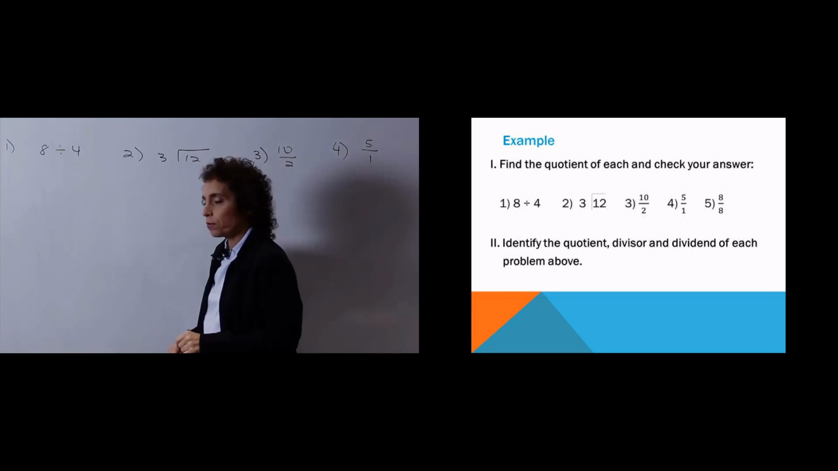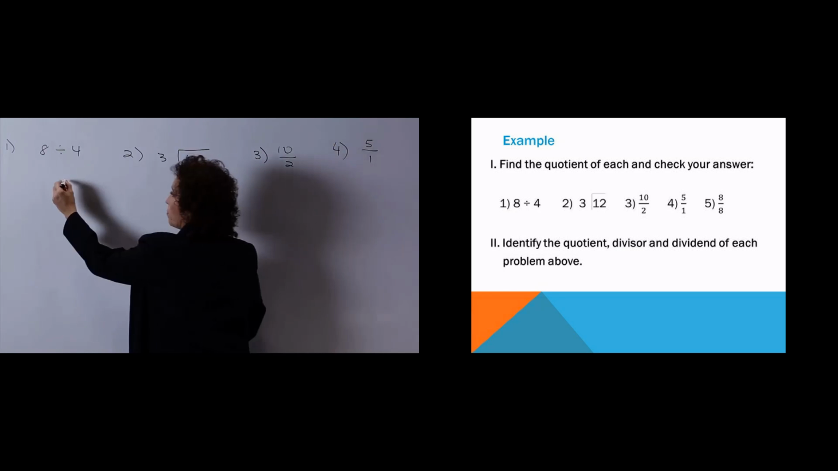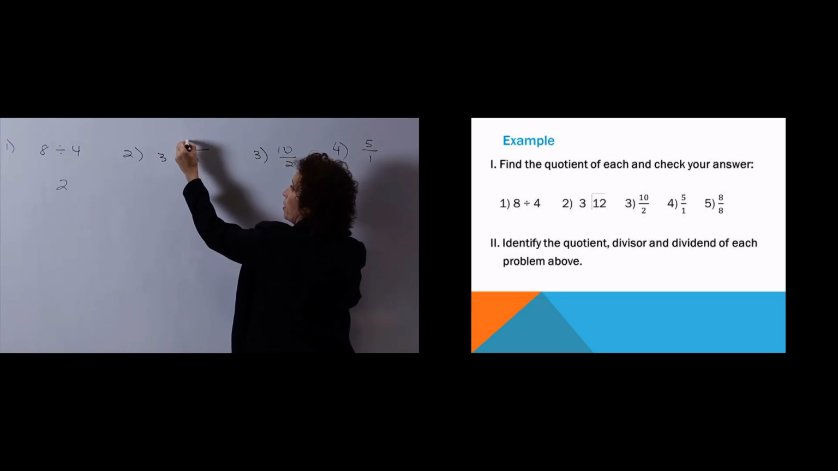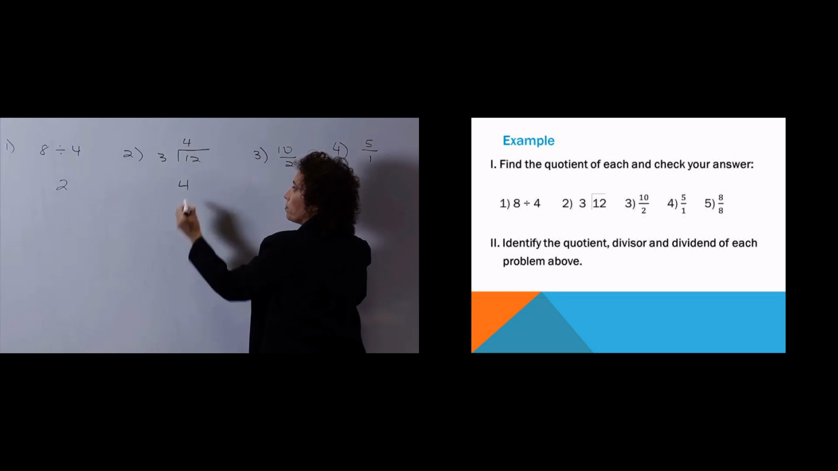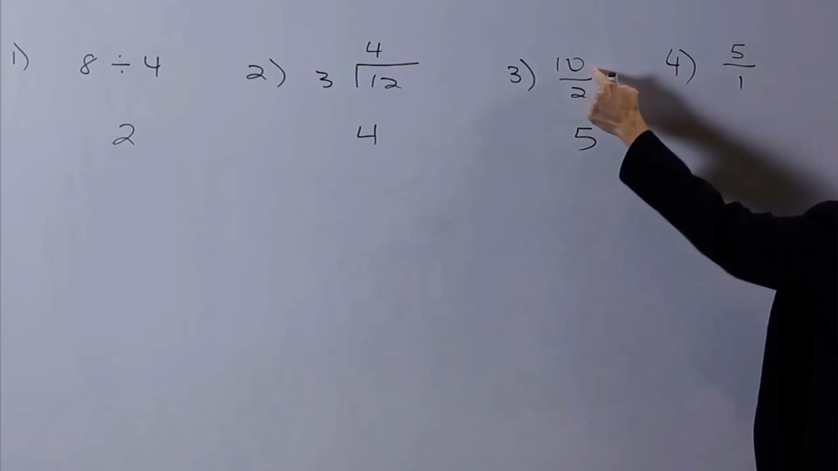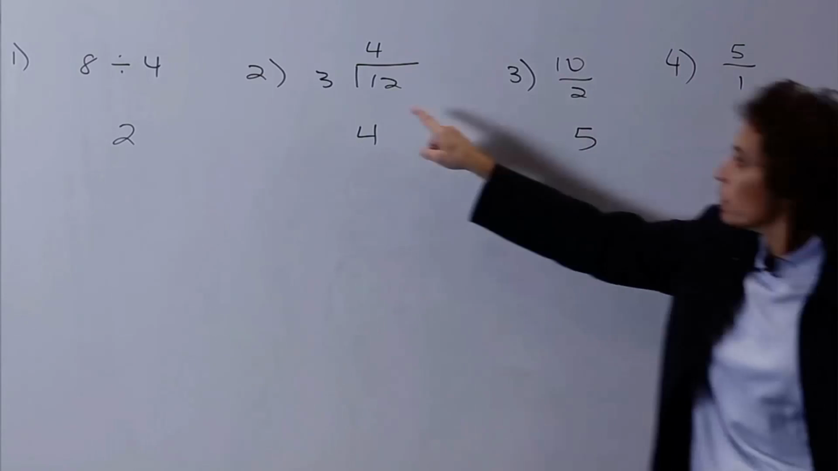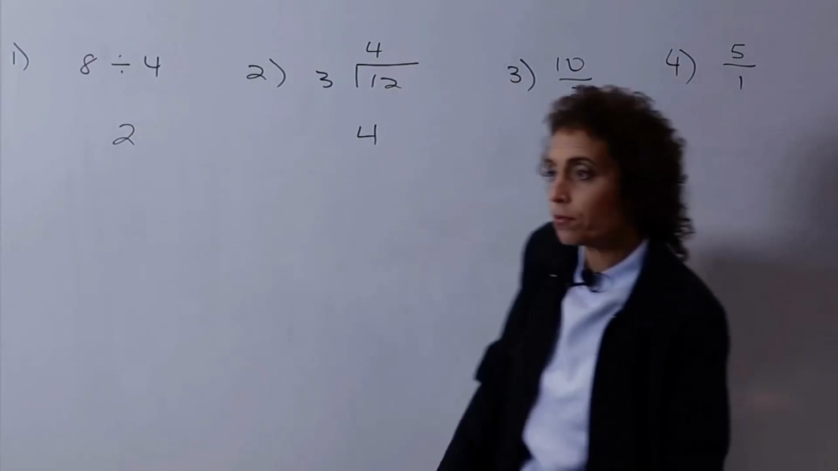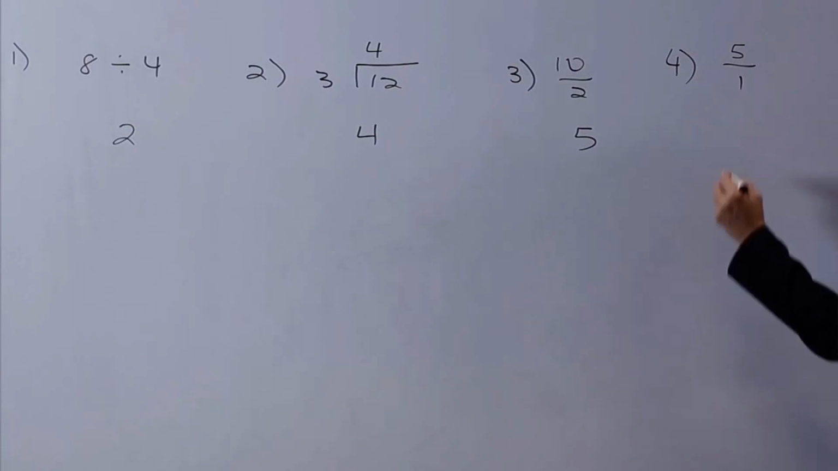8 divided by 4. Okay, 8 divided by 4 is 2. 12 divided by 3. Well, that's 4. 10 divided by 2 is 5 because 2 goes into 10 5 times. 3 goes into 12 4 times. 4 goes into 8 twice. 5 divided by 1 is 5.